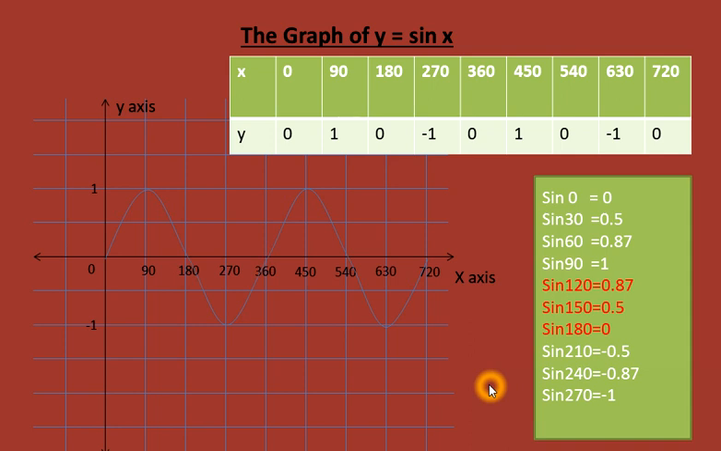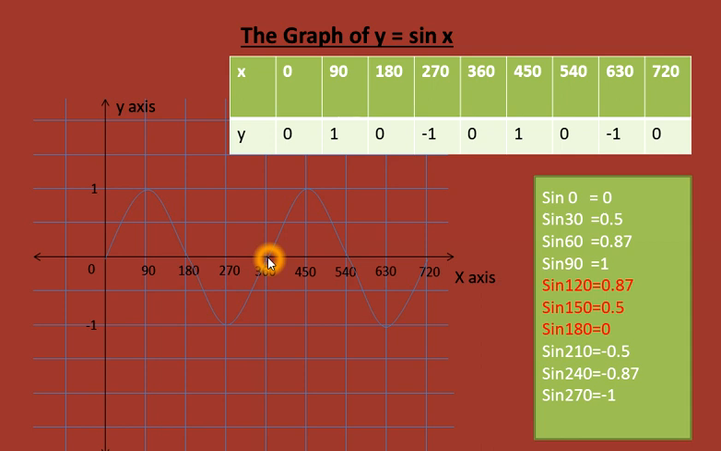This is the graph of the function y equals sin x. Now here you can check. From 0 to 90 the value increased from 0 to 1. Then from 90 to 180 the values decreased to 0. Then from 180 to 270 it decreased again to negative 1. Then from 270 to 360 the value increased to 0.